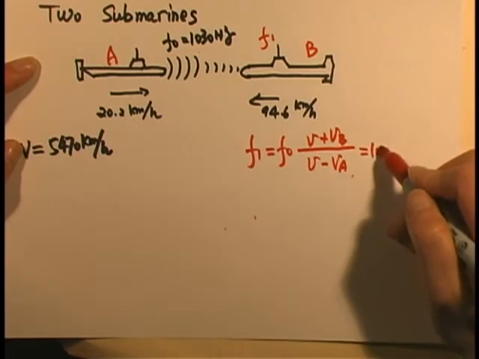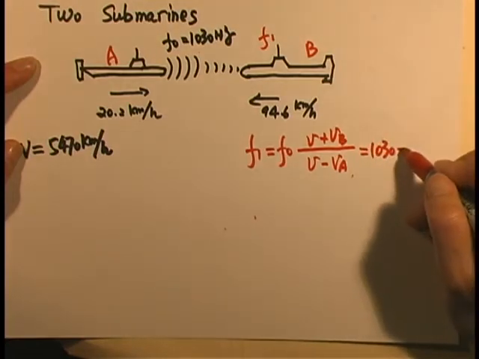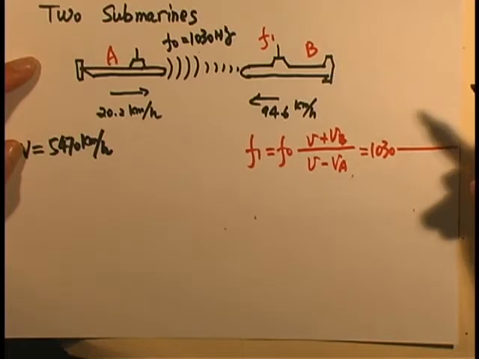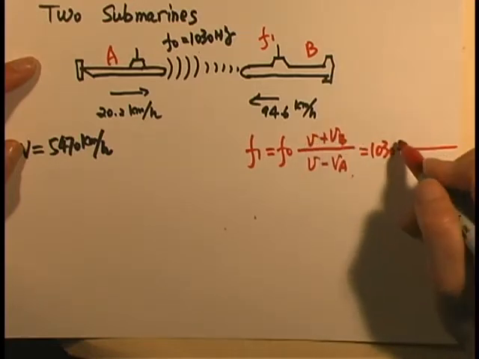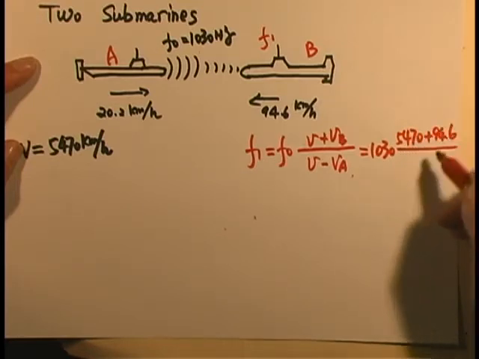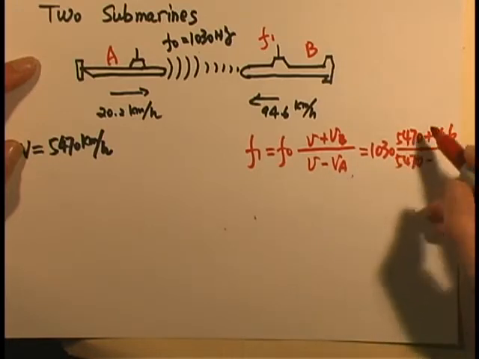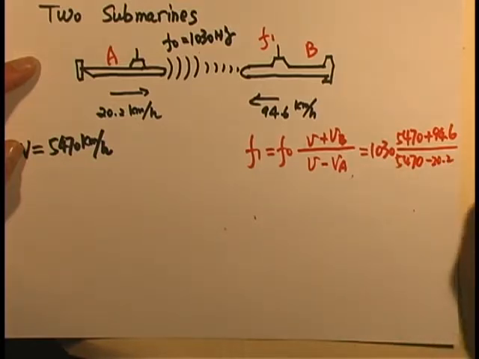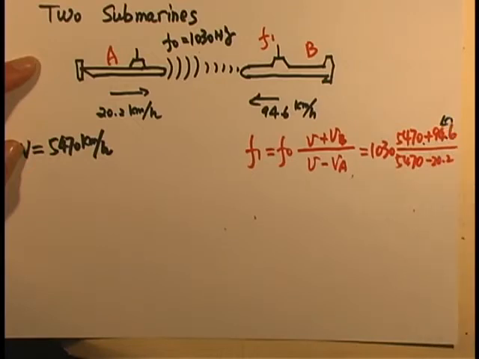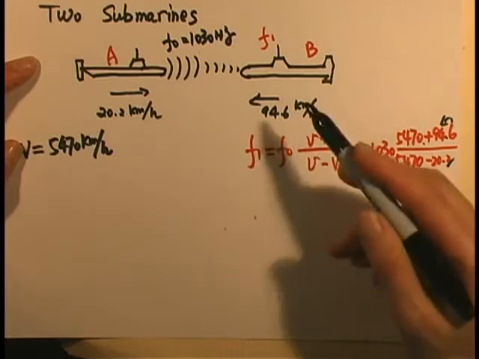If we substitute the numbers, the initial frequency is 1030 Hertz, and for V we can use the given units, km per hour, and we don't have to change them, because as long as the units are the same, this should be the sonar wave speed, 5,470. Plus V of B is 94.6, and V of A is 20.2. When we calculate, please pay attention to the sig figs, because this one has no decimal and that one has one decimal. So we round up to 95, and for this one we cut off the 2 and just use 20. And we can do the calculation to find the frequency received by F1.